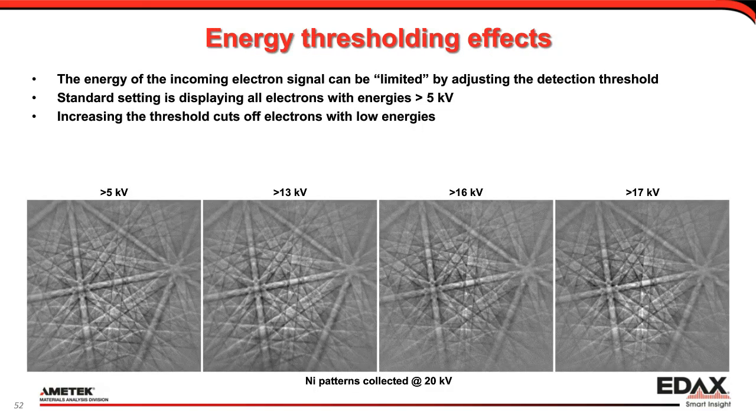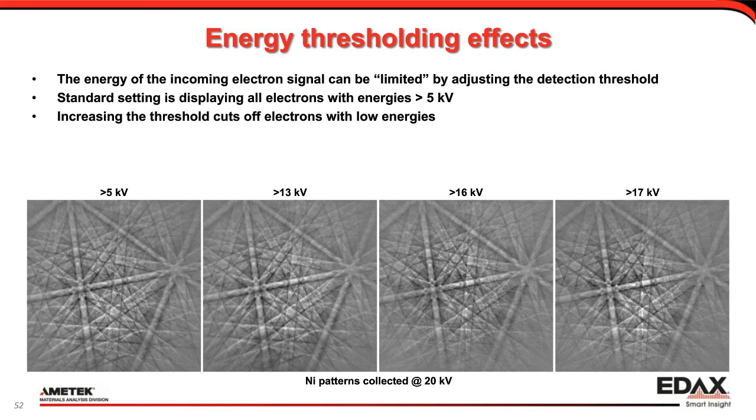Now, I also tried to play with the energy thresholding. The standard setting, these are patterns collected at 20 kilovolts. Standard setting is we just use everything. So anything over 5 kV is allowed to contribute to the pattern. And so the pattern on the left has basically everything that we can get. And towards the right, the 17 kV, just means that I'm filtering out all the electrons with lower energies as detected in the chip. So that's the thresholding of the event counting that we got in the detector.